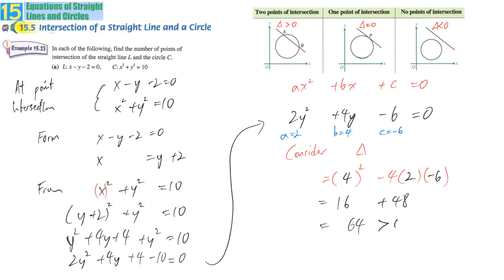And this is larger than 0, which implies that we have two roots in this quadratic equation. Therefore, if you calculate the result, there will be two different values of y. That means 2 points of intersection in this case. Then we make our conclusion. Therefore, 2 points of intersection.